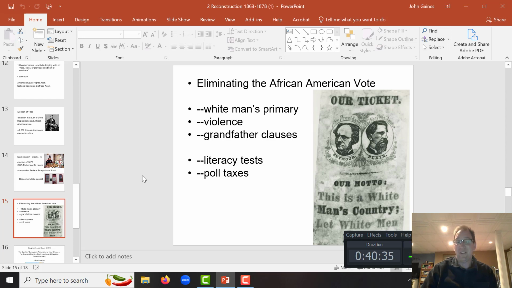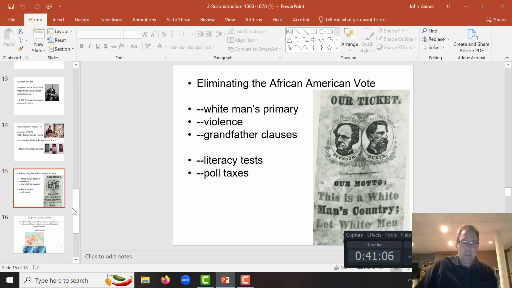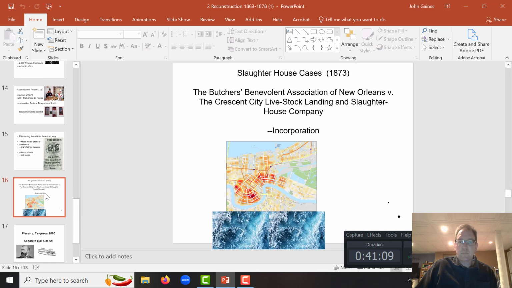And so all of these things work horribly, horribly well in removing the black vote from being any kind of political power. And that's going to be that way until about the 1960s. So we'll get there, but for a very long time from right now, there is not really much of a political voice for African Americans in the South. That has largely been eliminated. So, we're going to have a couple of court cases here. These are interesting in a couple of ways.